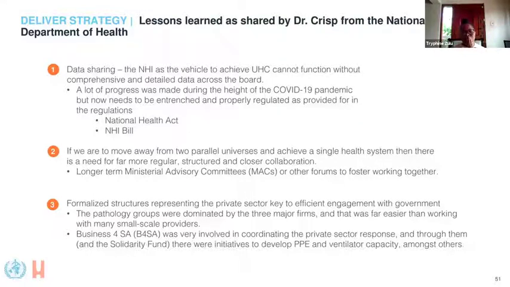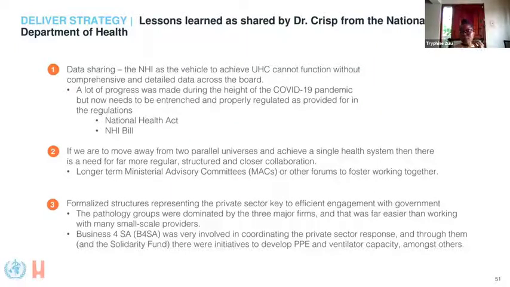And one very big learning in terms of private sector engagement is that the formalized structures representing the private sector are key to efficient engagement with government. So it's very difficult to engage with 50, 60 different stakeholders. But if these are represented by one body, it makes it more efficient.